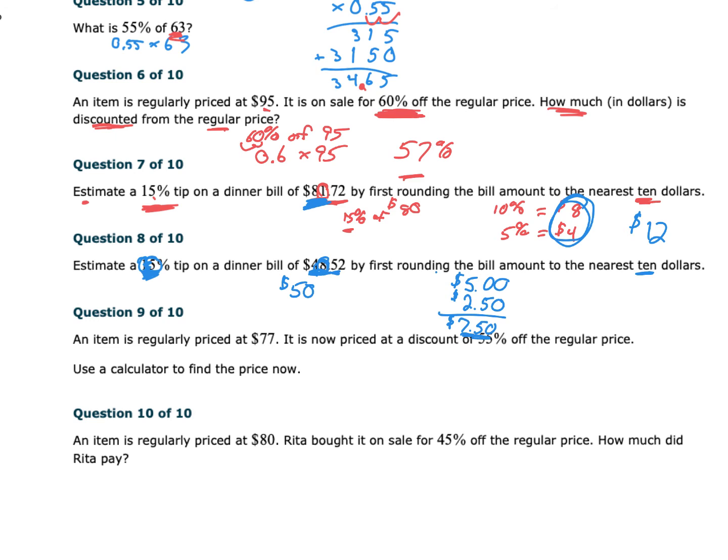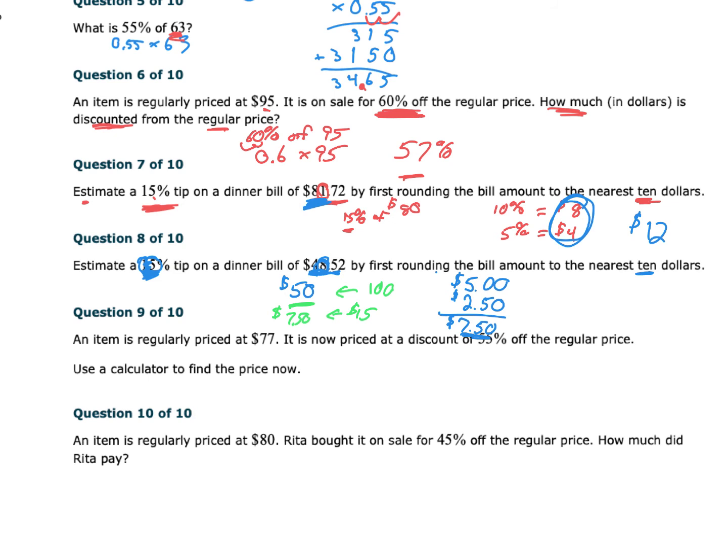Let me tell you another way you could estimate this. Okay, this is $50, right? Well, we know $100, 15% of that would be $15. So if it's half of that, half of 15, $7.50. Different way you can do it. Great thing about math, you can do it a lot of different ways.